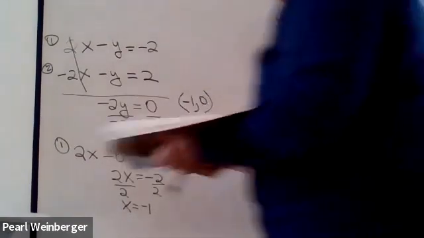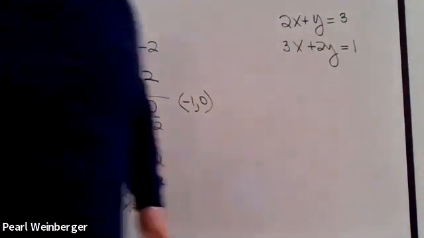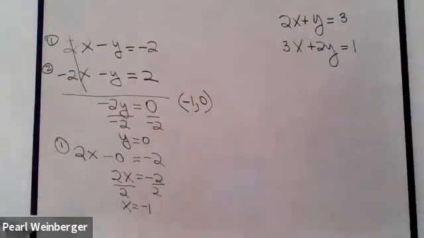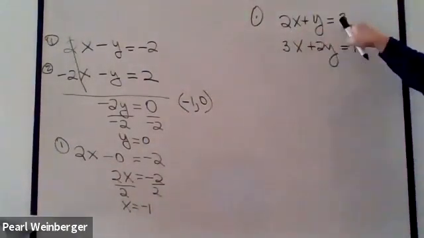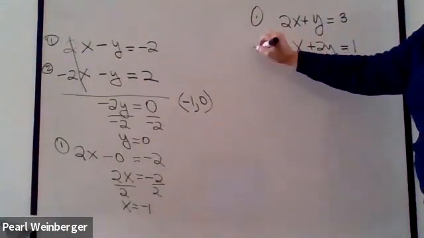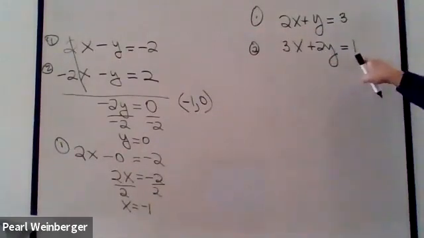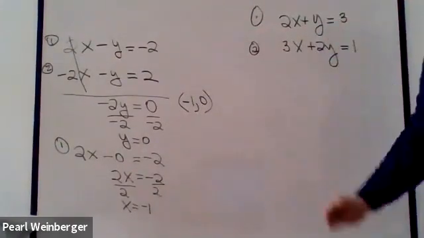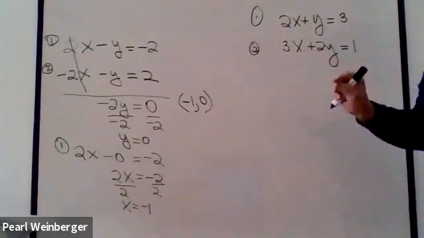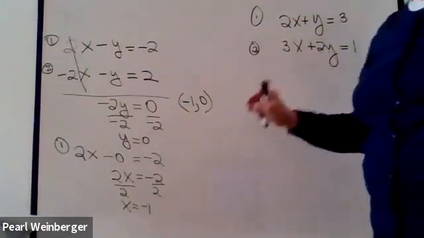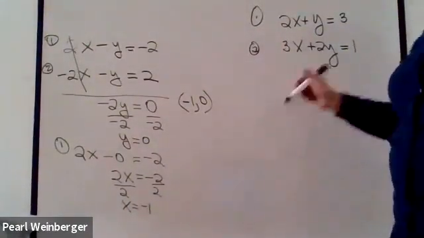Okay, here's another system of equations. The first equation they gave me is 2x plus y equals 3. The second equation they gave me is 3x plus 2y equals 1. Again, both of the equations are in standard form. They seem to be set up perfectly for me to do the elimination method.